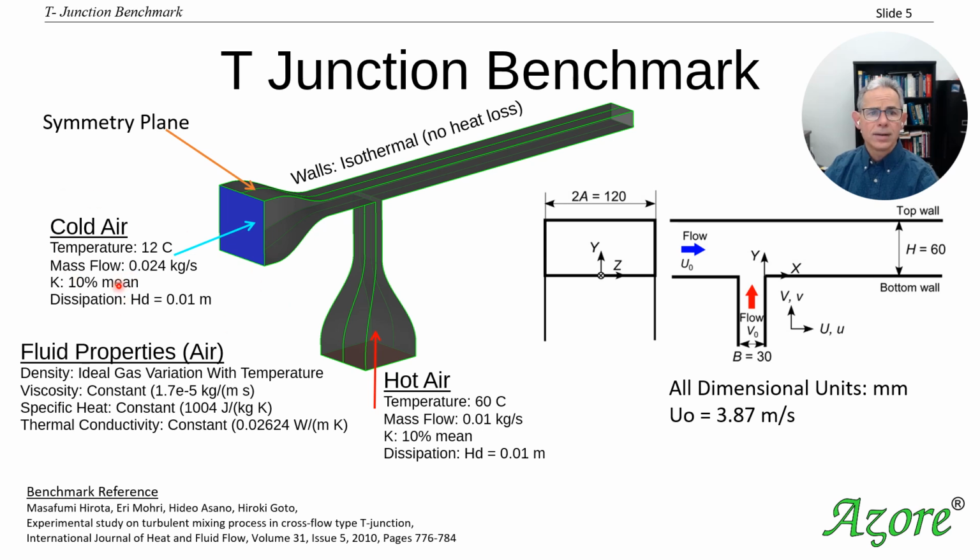And so here are the fluid properties. The air coming in is going to be at 12 degrees C. We have a mass flow rate, and the turbulence values that we're going to use on the inlet here: we're going to assume a 10% turbulence kinetic energy and use the dissipation rate set using a hydraulic diameter of 0.01 meters. And similar boundary conditions will be used down here for the hot air, 60 degrees C, a mass flow rate, and the same turbulence boundary conditions.